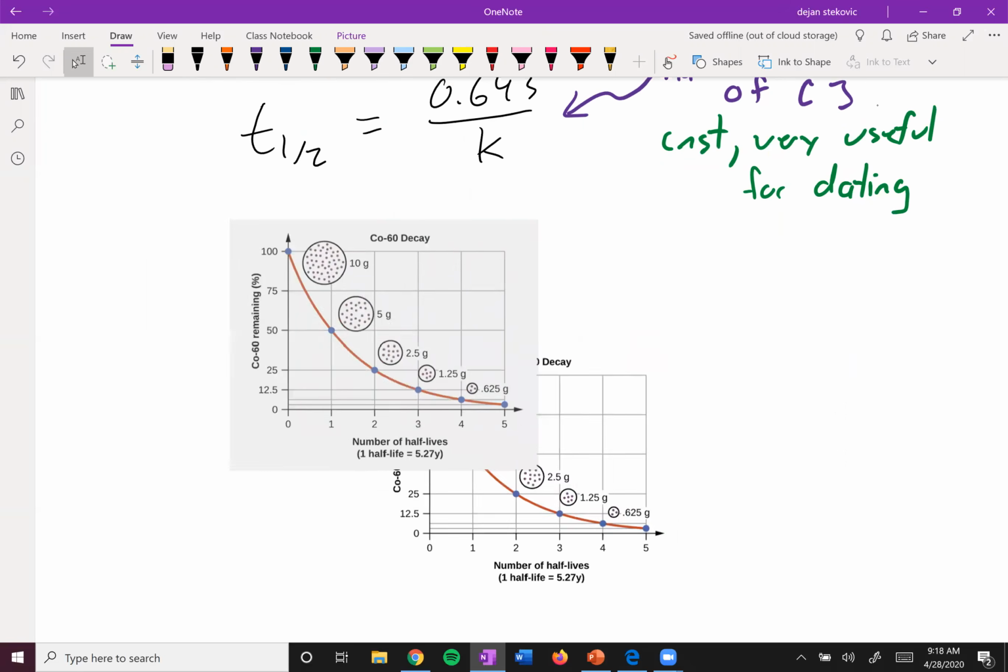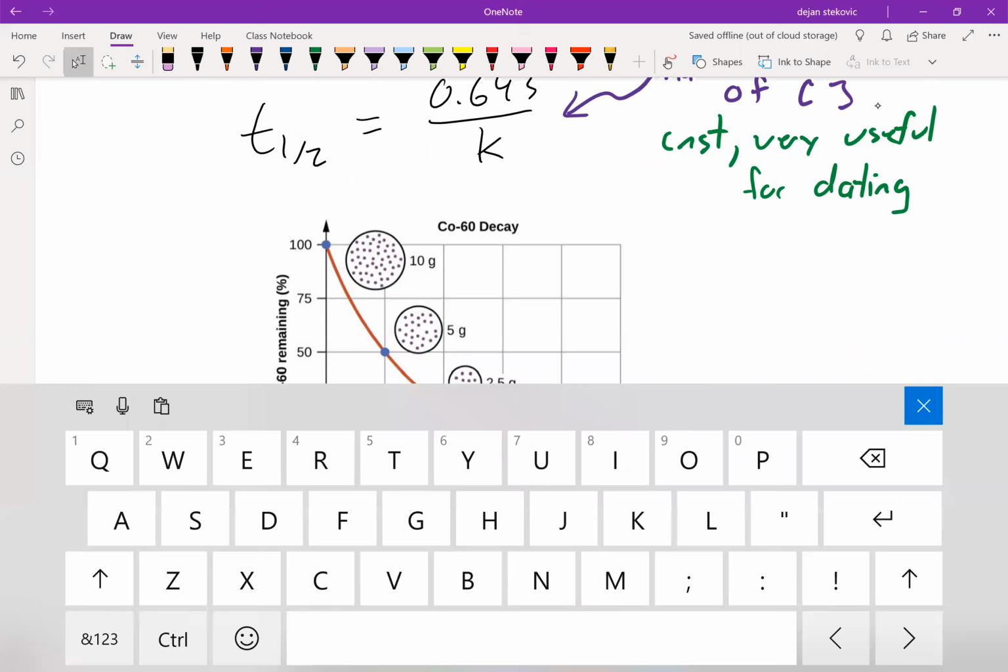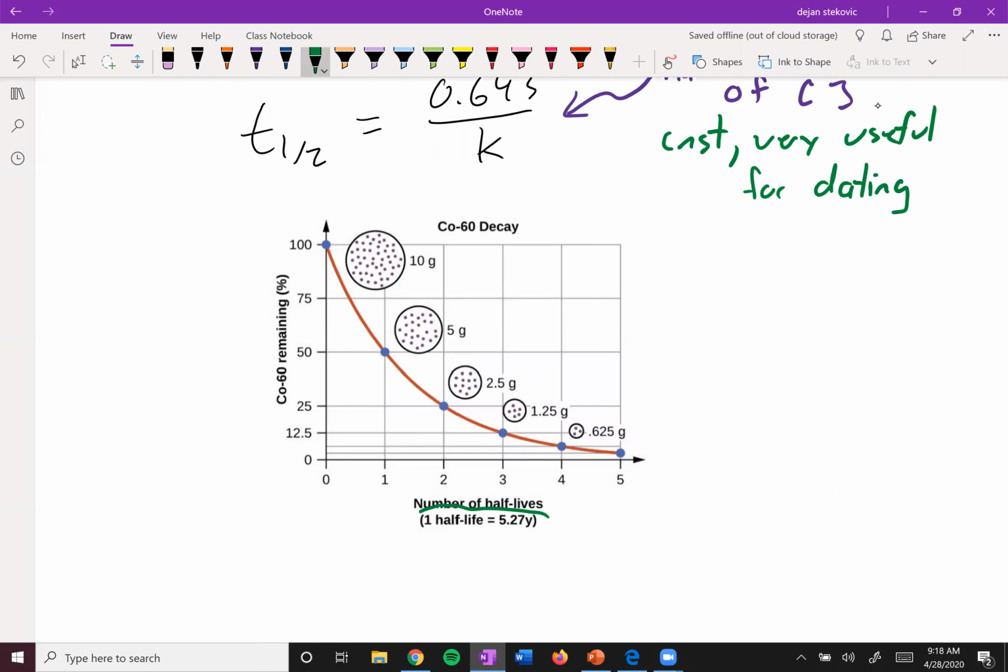Here we have cobalt-60 decaying, and you can see each half-life is 5.27 years, right? So the first half-life takes the same amount of time as the second half-life, the third half-life, fourth half-life, fifth half-life, and so on.